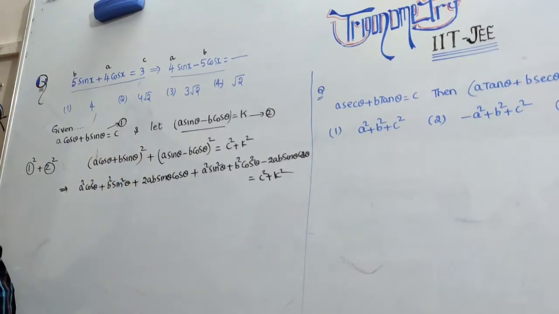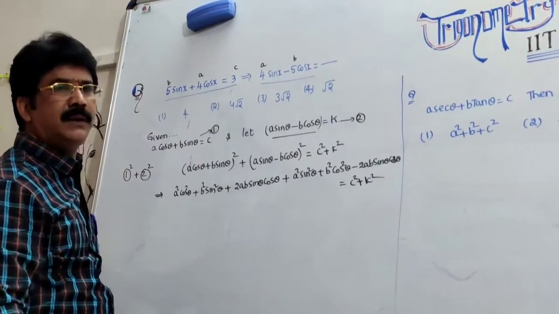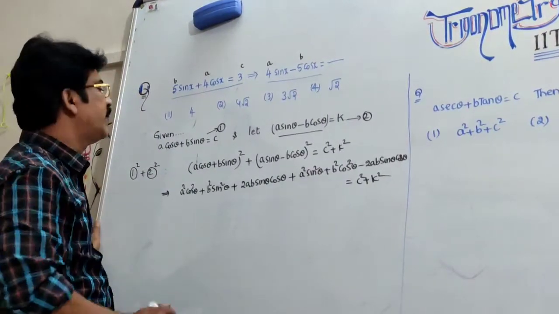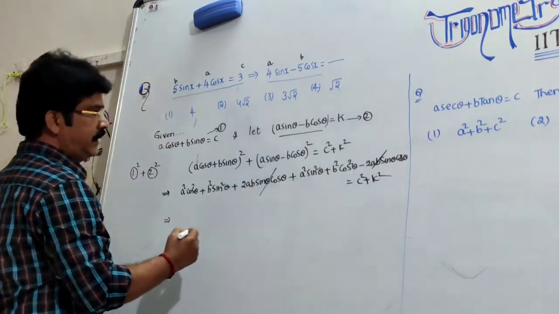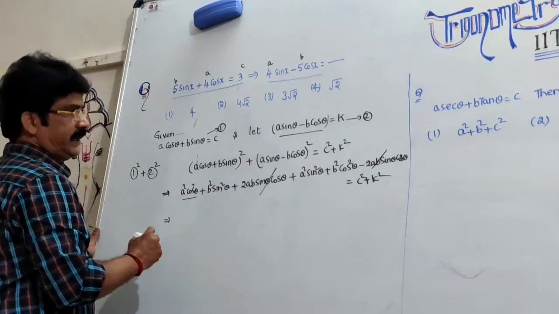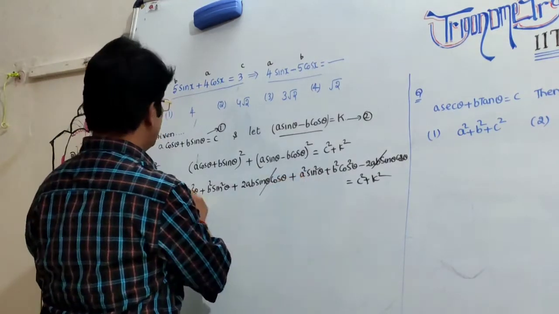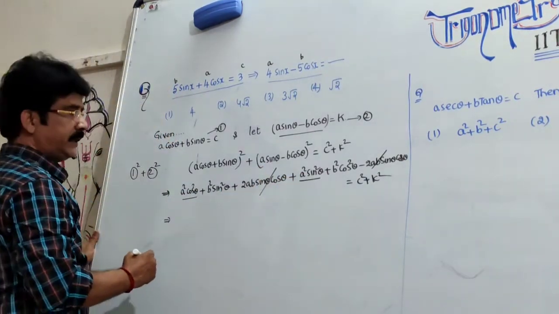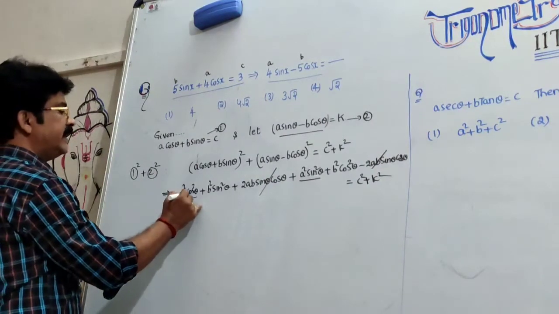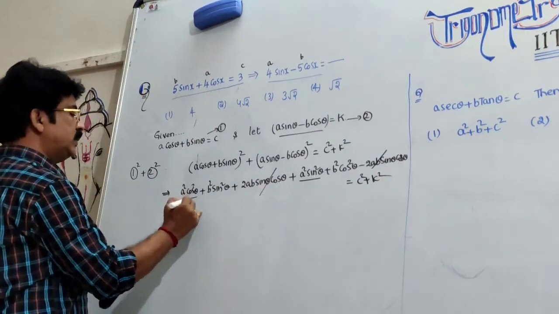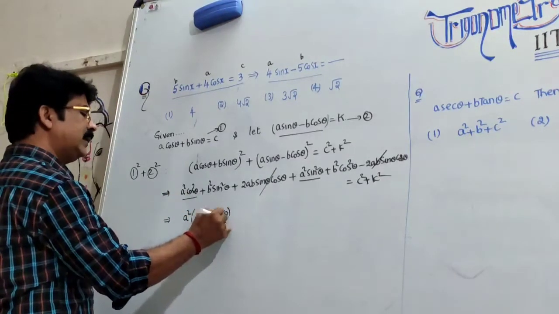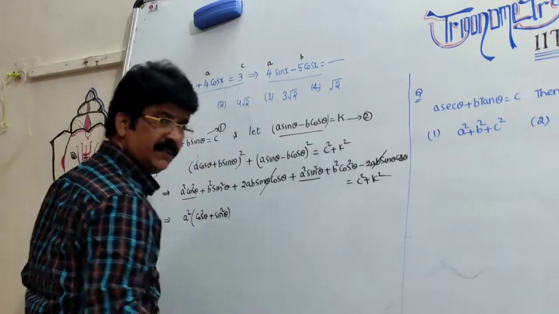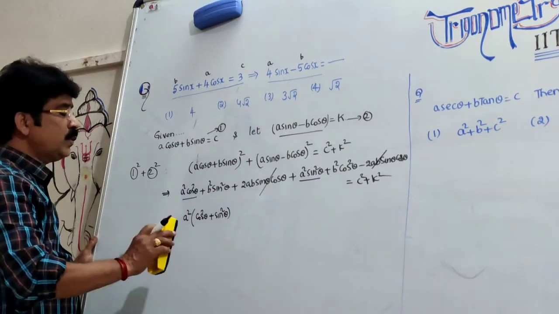x plus y whole square is what? x square plus y square plus 2xy. x minus y whole square is what? x square plus y square minus 2xy. So therefore, of course, these two terms will be cancelled. Next, we have a square cos square theta and a square sin square theta. So a square is common in these two terms, and it remains cos square theta plus sin square theta. cos square theta plus sin square theta is what? 1.